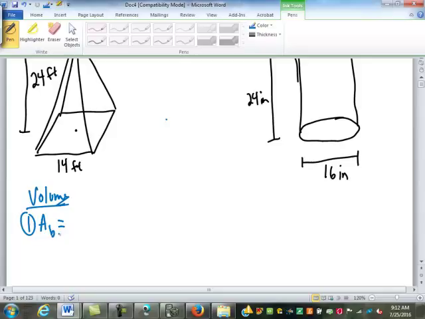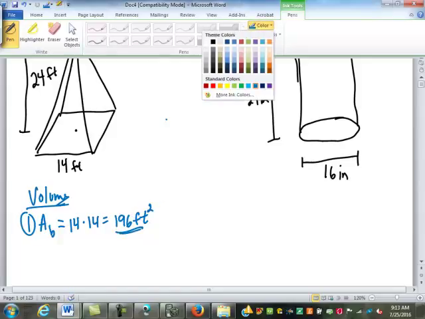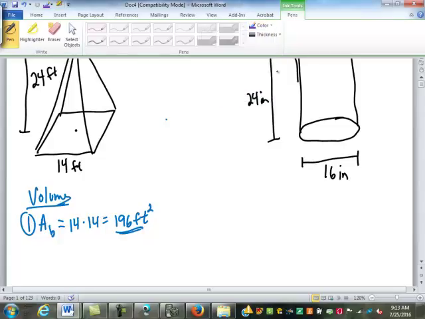Now, what shape is the base of this? This is a square. So its area is just side times side, or 14 feet times 14 feet, which is 196 square feet. So that's the first step on almost any volume, I should say, is finding the area of that base.